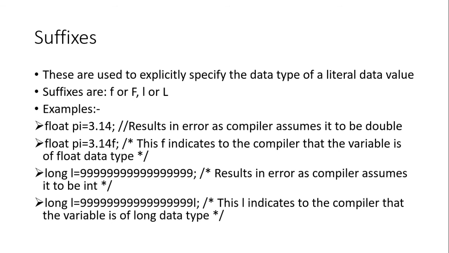As you can see in this example, long L is equal to a huge number. Java internally assumes every number to be an int, and it says that the number is too large. As I said before, long reserves 8 bytes and integer only reserves 4 bytes, and this number cannot fit in an integer. So Java gives an error saying that number too large to be integer. So we need to explicitly specify the data type by using the suffix small l or capital L, and as you can see, we have put it here.